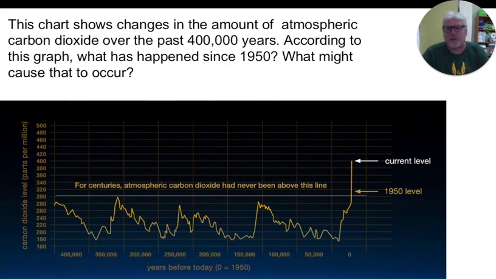Okay, here's an interesting chart that shows changes in the amount of atmospheric CO2, or carbon dioxide, over the past 400,000 years, so even before recorded human history. Scientists can take ice core samples. They can test it for the amount of carbon dioxide present as that ice melts and get a window into time, okay? And so tracking back over 400,000 years, they can look at, again, parts per million, how much carbon dioxide was in the atmosphere.